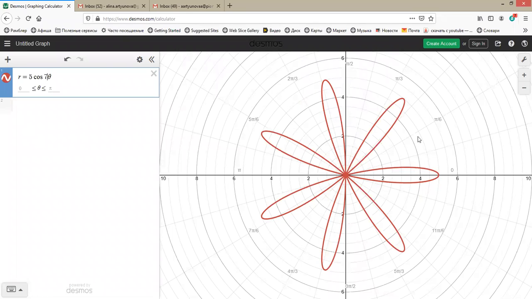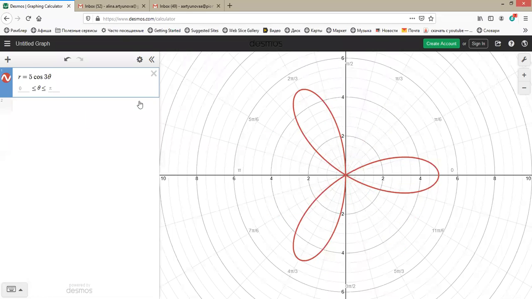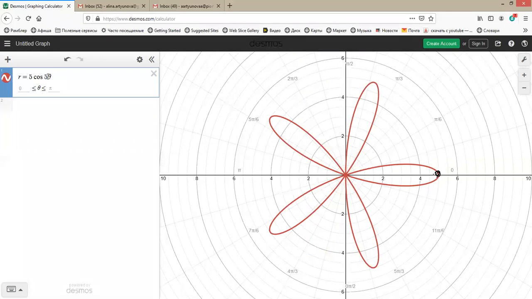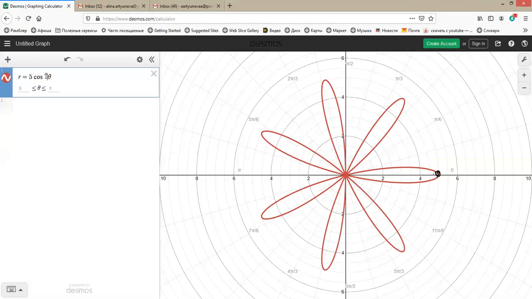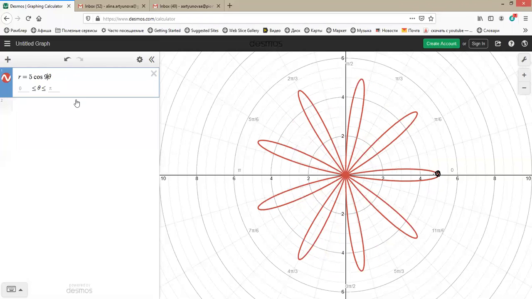Let's also make a quick observation. Let me go back to 3 theta, and let's also notice where all cosine functions start. You see that first petal starts at 0. Would it be true for all cosines? Let's just quickly go over it one more time. Would it be true for 3, for 5, 7, and so forth? It looks like it's true.